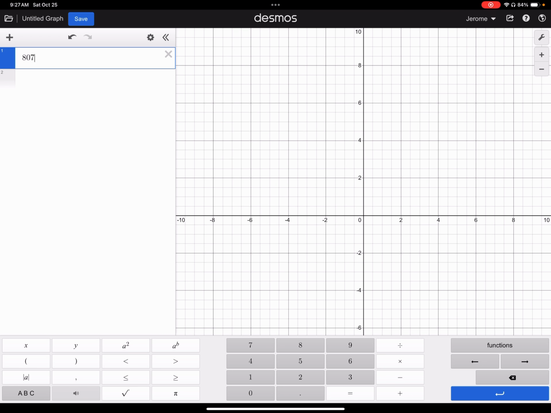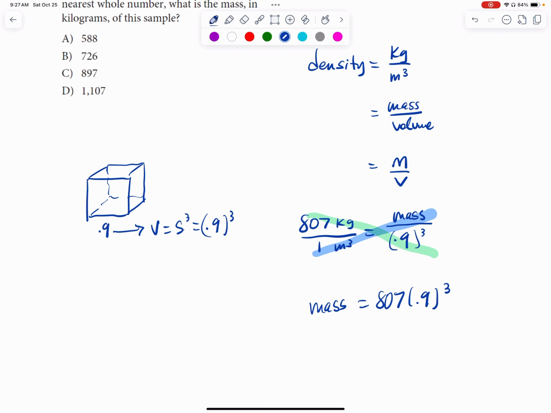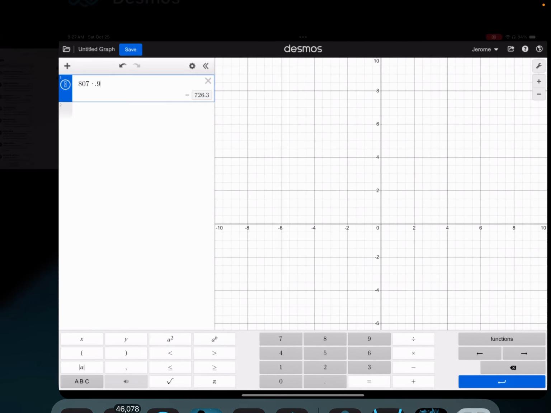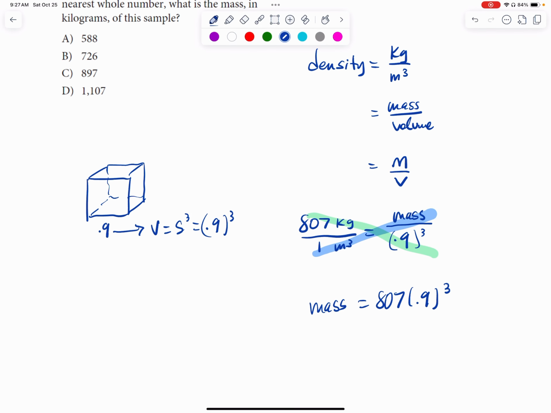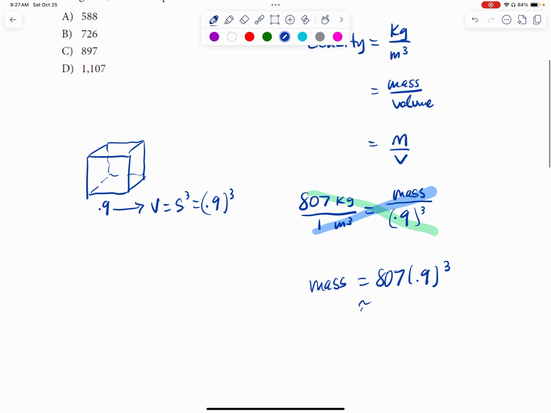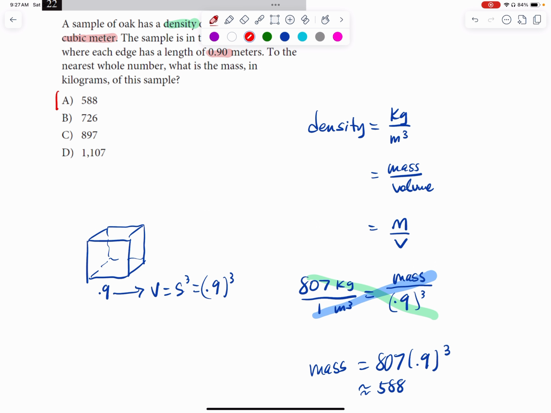So 807, I think that's what it was. And then times 0.9. Hey, look at that. 726.3. That is in fact answer choice B. So that's where that incorrect answer came from. And then we want to raise that to the third power, and we get about 588-ish. About 588, which is in fact answer choice A.